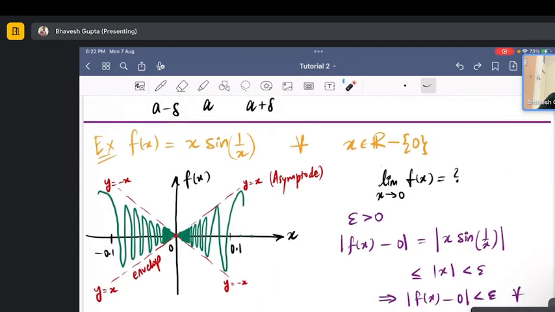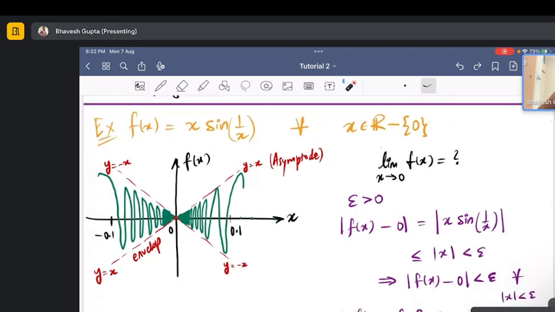Now I'll get to the important example. Over here we have a function which is defined in such a way. It's basically the multiplication of two functions. The first function is an algebraic function and the other is a trigonometric function.